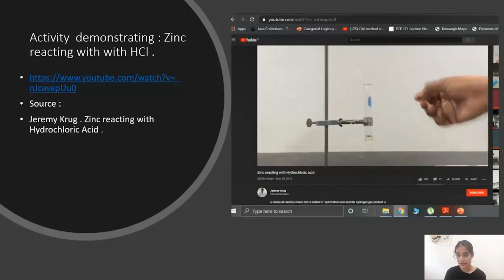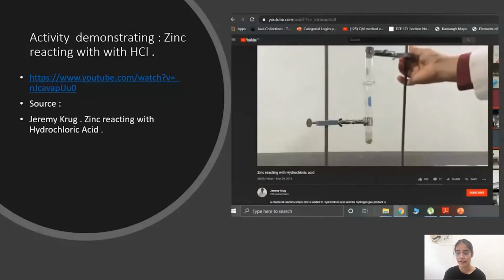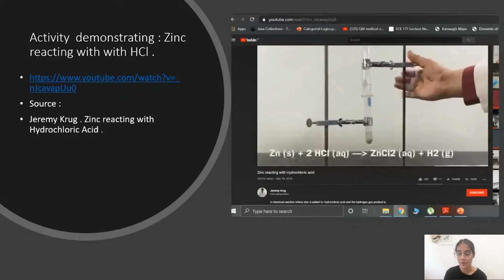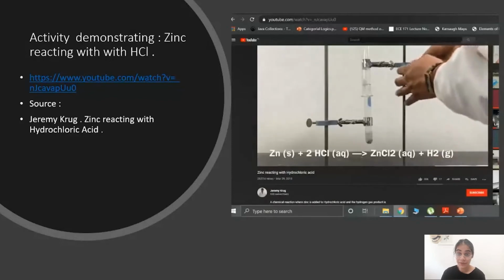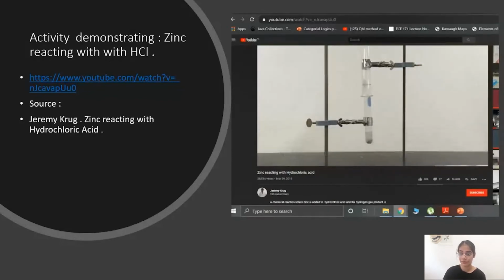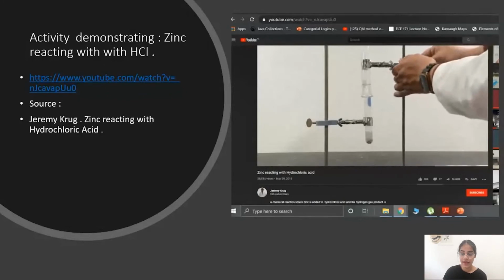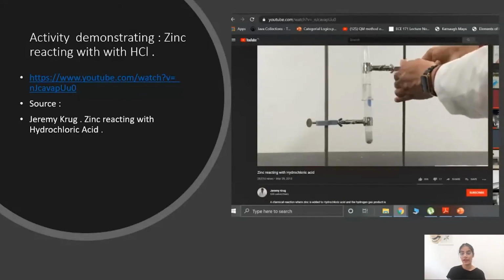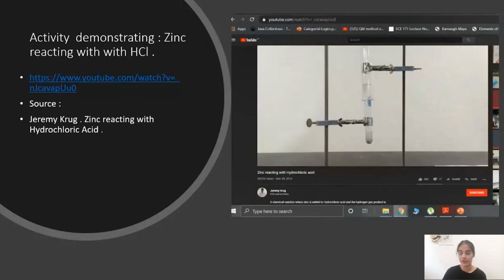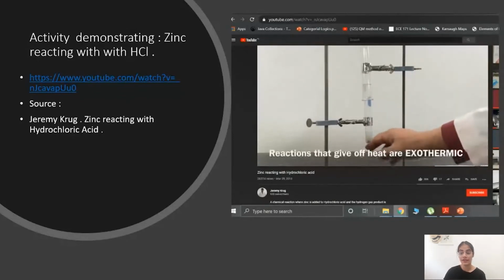So when it is added, a chemical reaction takes place where zinc is now reacting with hydrochloric acid to form zinc chloride. Now, the gas that is evolved, H2, is being collected in another test tube, as you see. For some time this gas will be collected. Later, when that gas is collected, we will try to remove the test tube. Also, this reaction is giving off heat. Since this reaction is giving off heat, it is an exothermic reaction.